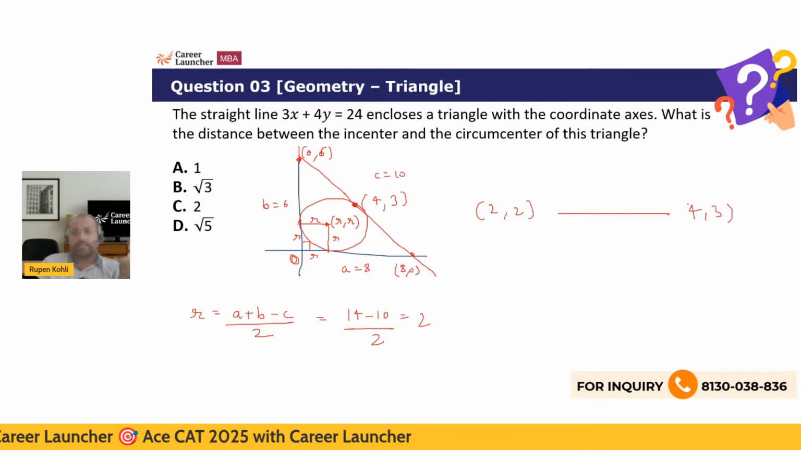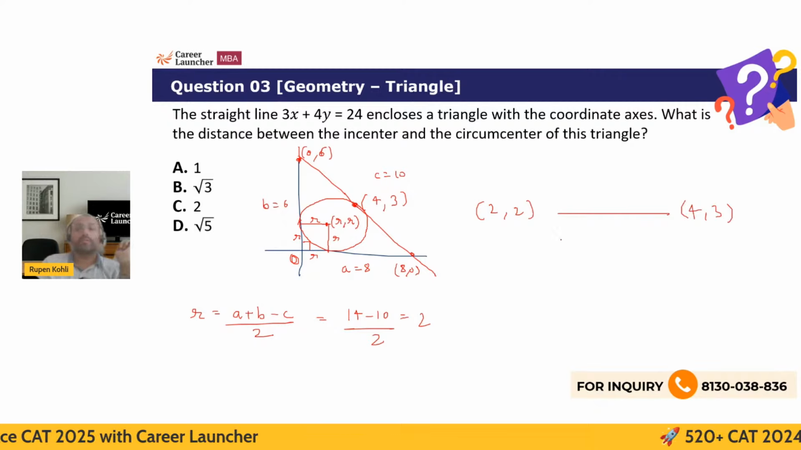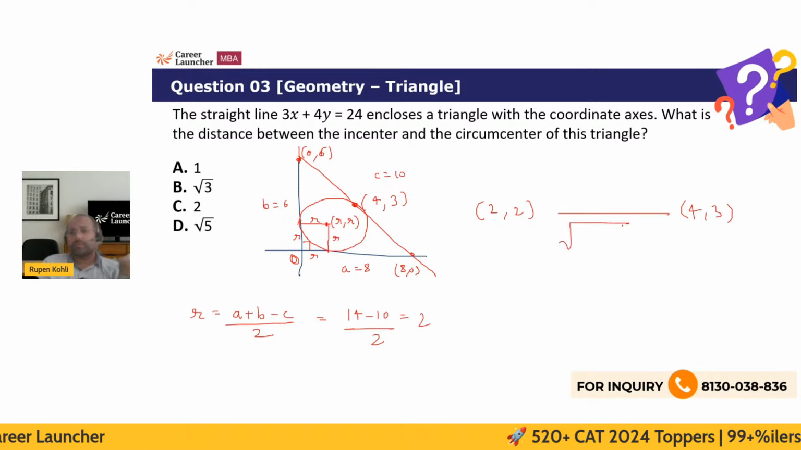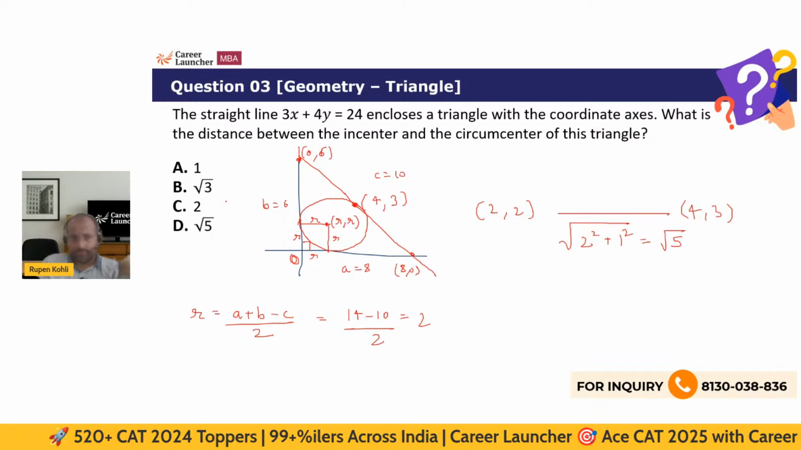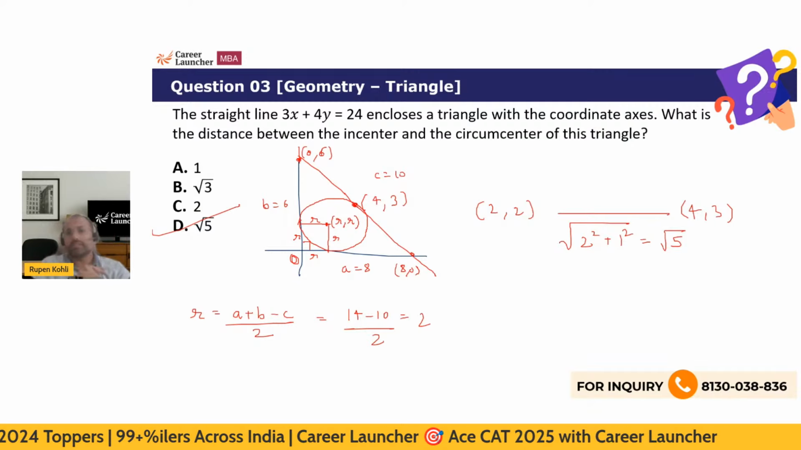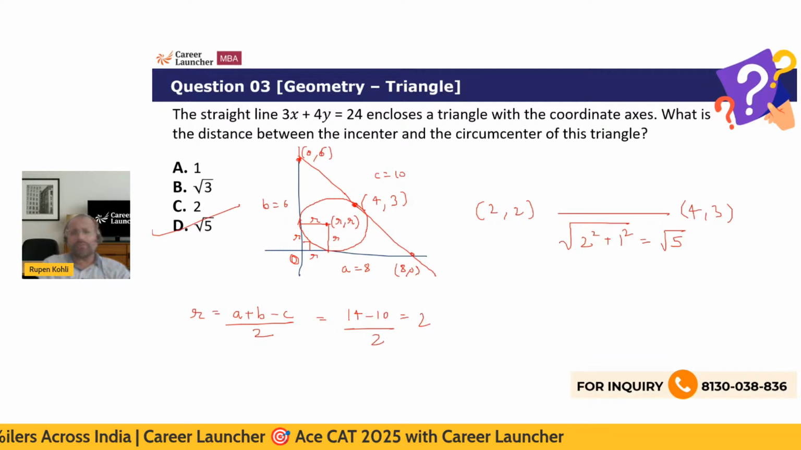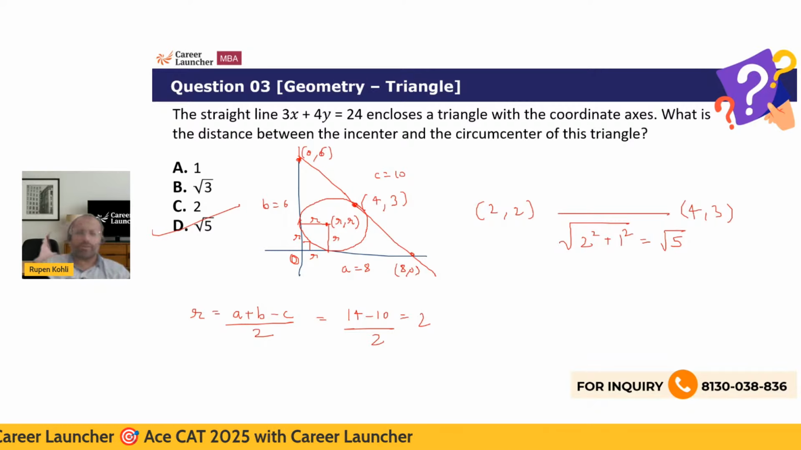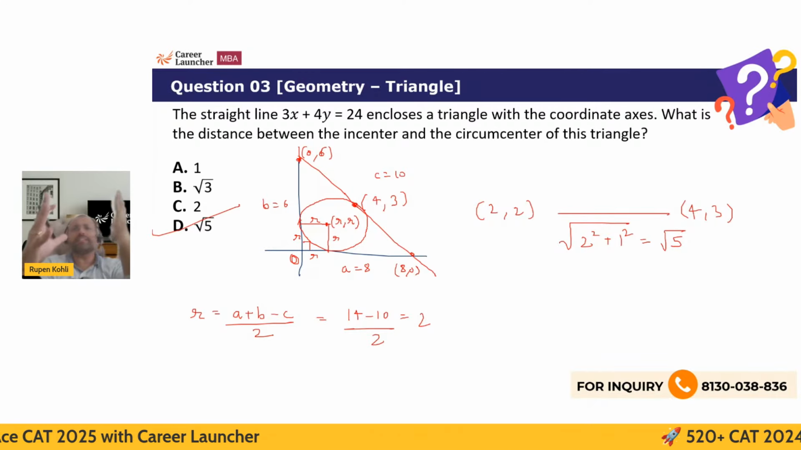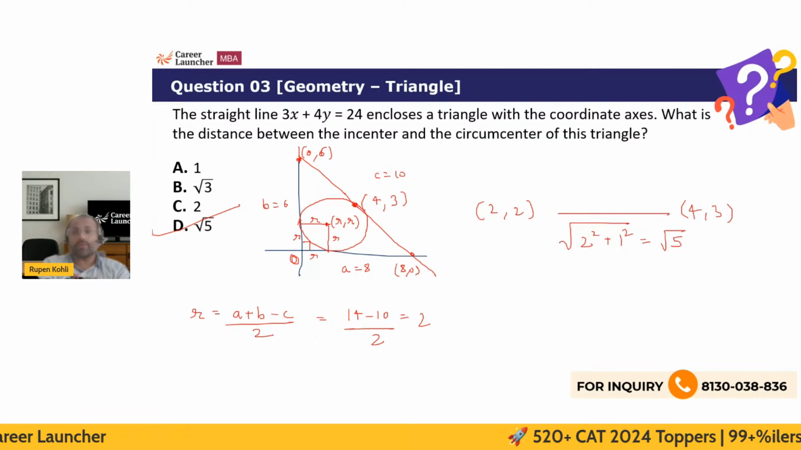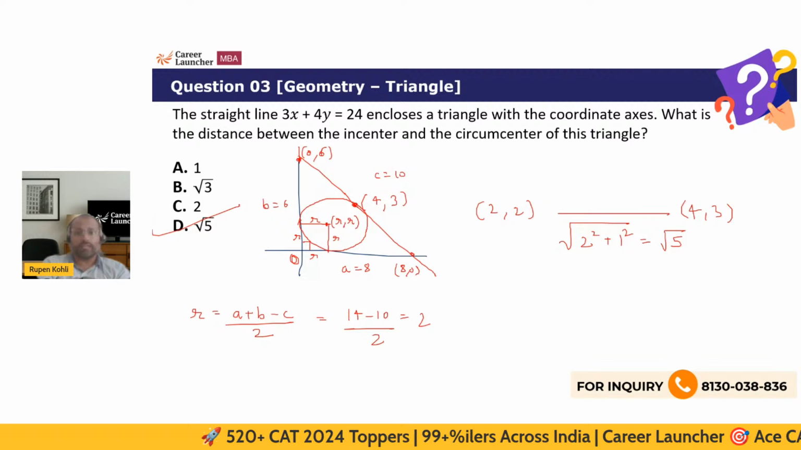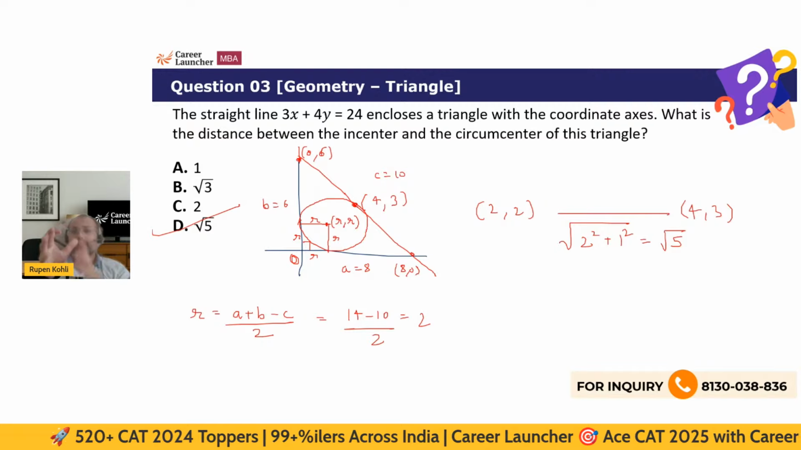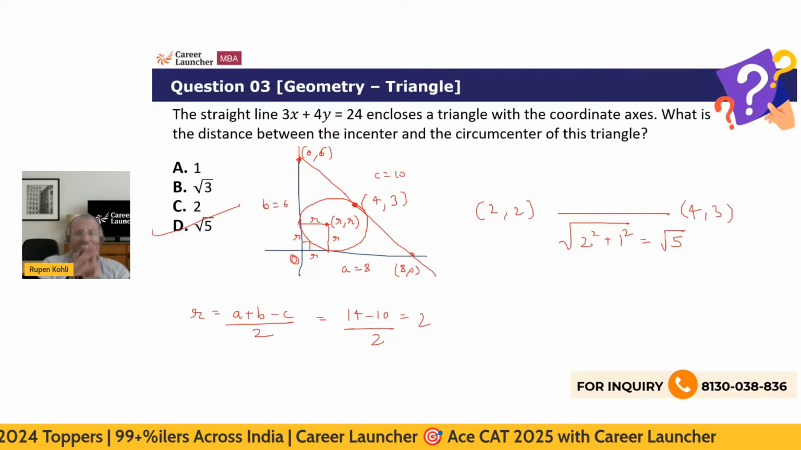The distance is nothing but the square root of x2 minus x1 whole square plus y2 minus y1 whole square. So you get the square root of 4 minus 2, 2 squared, plus 3 minus 2, 1 squared. So you get root 5. That's your required distance. So we made use of all the properties of the special centers of the triangle, specifically for a right angle triangle. This is a very important property about the incenter and circumcenter of a right angle triangle that we discussed.